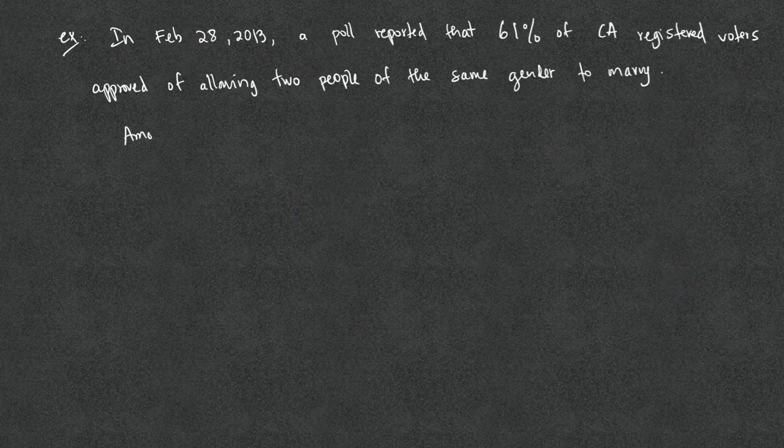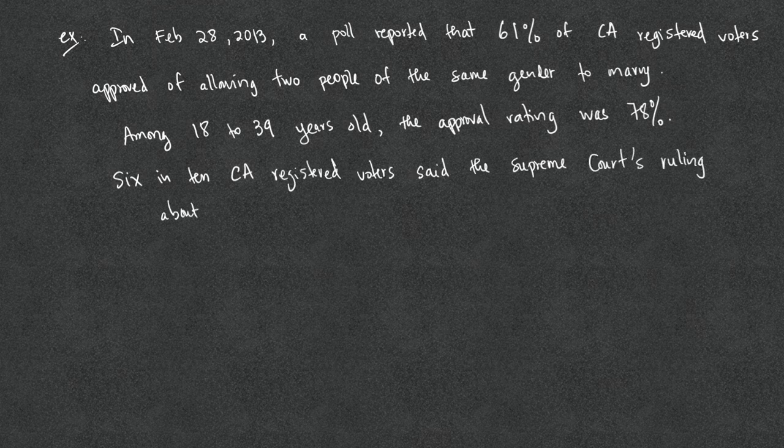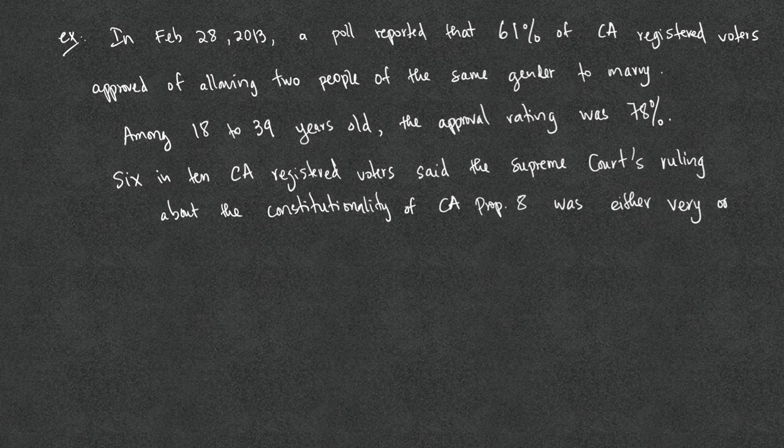Let's take a look at an example. A poll reported that 61% of California registered voters approved of allowing two people of the same gender to marry. Among 18 to 39 years old, the approval rating was 78%. 6 in 10 California registered voters say that the Supreme Court's ruling about the constitutionality of California's Proposition 8, which is the proposition about same-sex marriage in California, was either very or somewhat important to them.